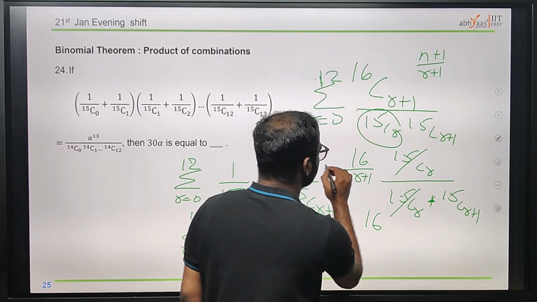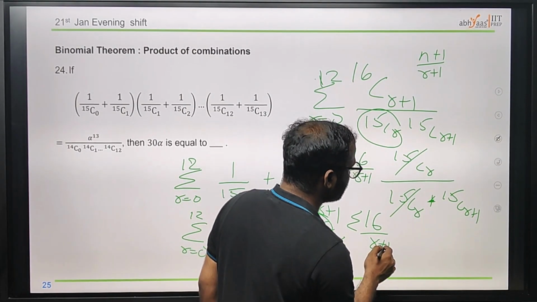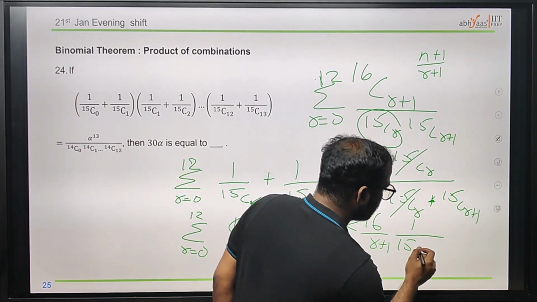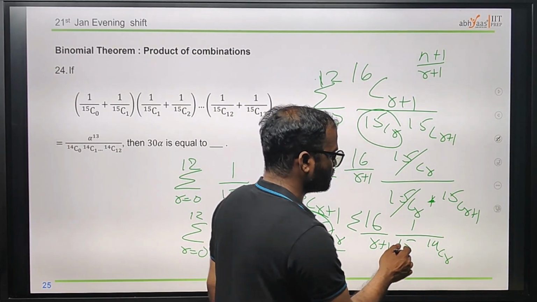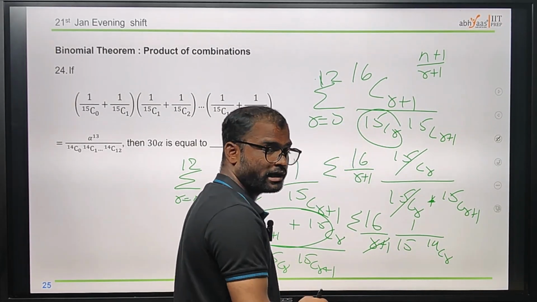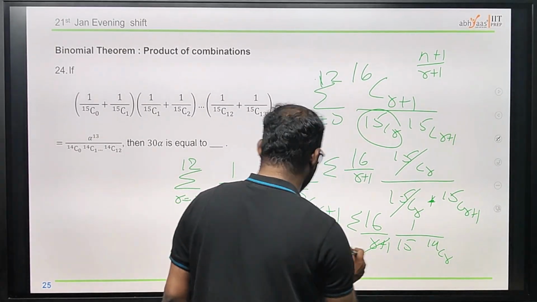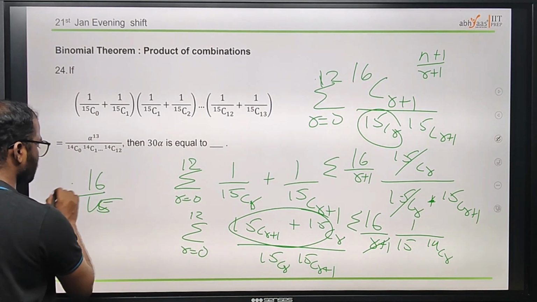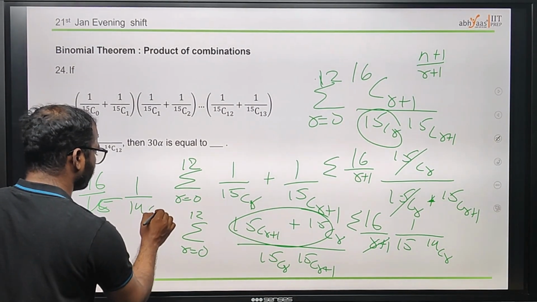Since we have summation always, 16 by (r+1), now we can write it as 1 by 15 into 14Cr, because we can have the same situation here, to cancel this one, we can write it as 14Cr. Now we have 16 by 15, summation, and 1 by 14Cr.